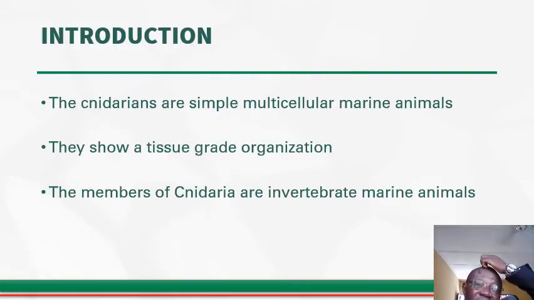The Cnidarians, in fact, are simple multicellular marine animals, and they show a tissue-grade organization. That is, they are the first group of animals to show tissue organization. So the members of this phylum are invertebrate marine animals.